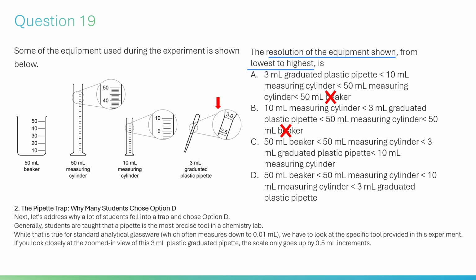If you look closely at the zoomed-in view of this 3 milliliters plastic graduated pipette, the scale only goes up by 0.5 milliliters increments. Because its resolution is actually coarser than one of the measuring cylinders, the pipette is not the highest resolution tool de facto. This subtle detail is exactly why option D misled so many students.